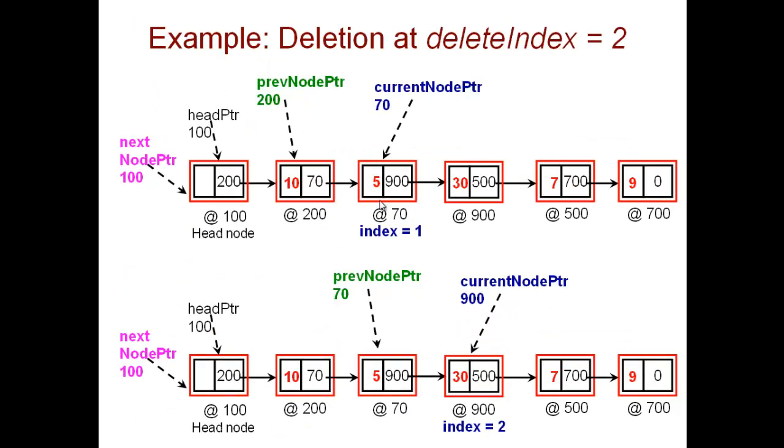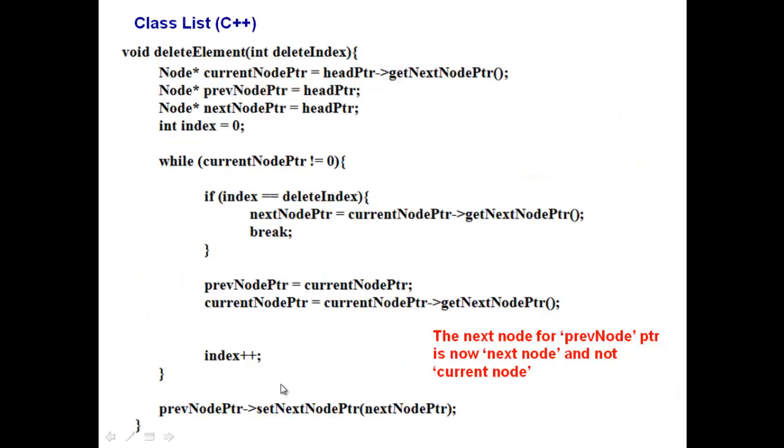Then index is incremented, so index will be 1, corresponding to the current node we're looking at. Now again, go through the process. Check if current node pointer is null. It's not null, so get inside the loop and check if index equals delete index. Index is 1, delete index is 2, so we are still not there. We move the two pointers one node ahead. Previous node pointer equals current node pointer, so it is going to point to the current node. And the current node pointer is set to the address of the next node in the current node, which is 900. That will be the value of current node pointer. And index is incremented to 2.